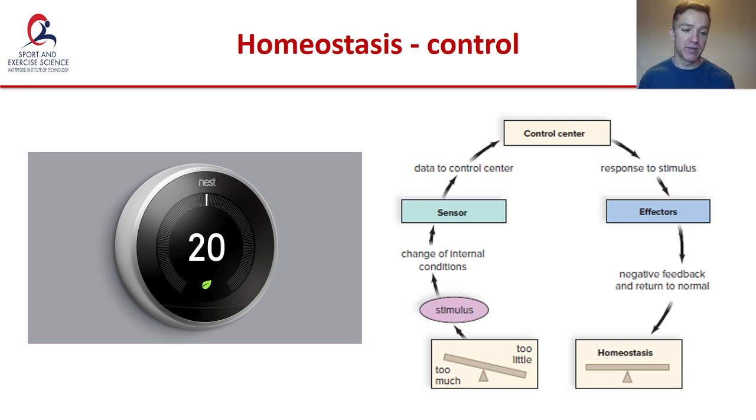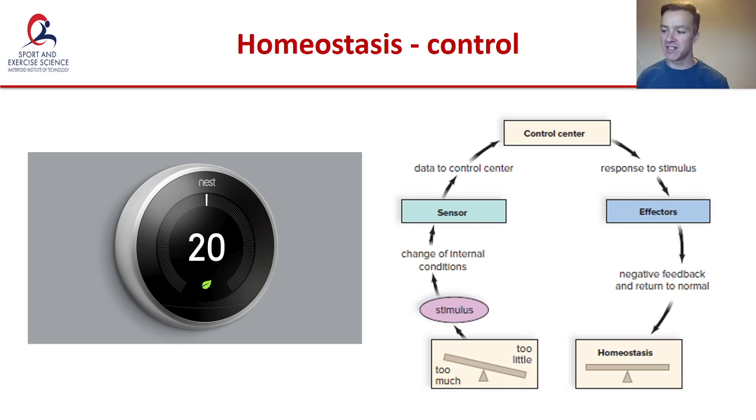So here we've got an image of a Nest thermostat that you may have in your house. I don't. You might have a slightly more old-fashioned looking thermostat than that. But the principle of how it operates is the same. We set the temperature to whatever we want. In this case, it's set on the thermostat to 20 degrees. Any variation in the temperature from this set point results in the control center initiating a response.